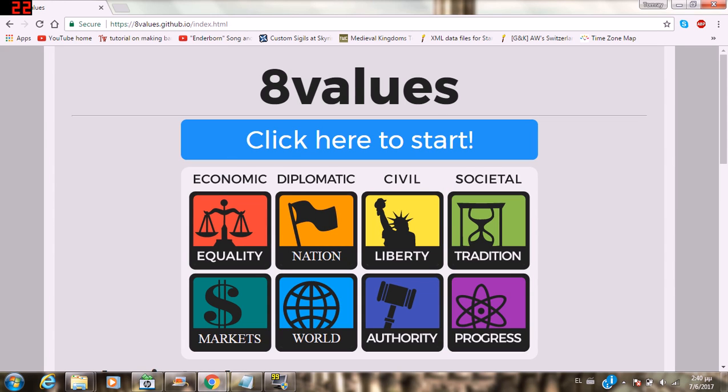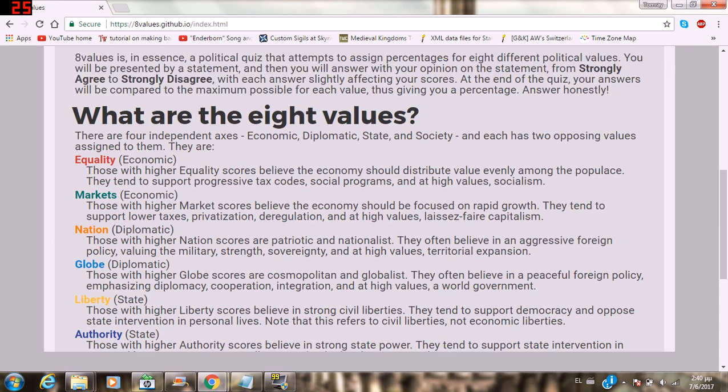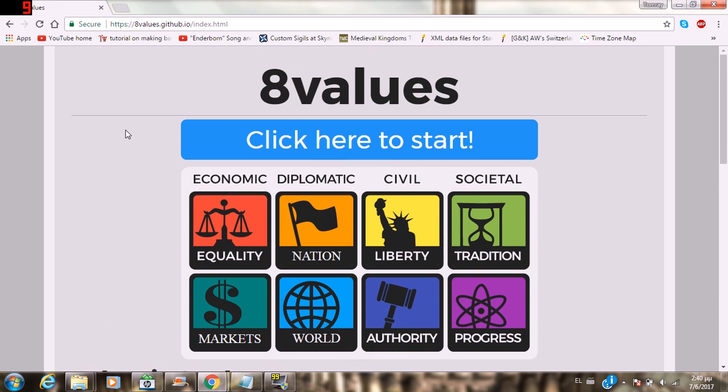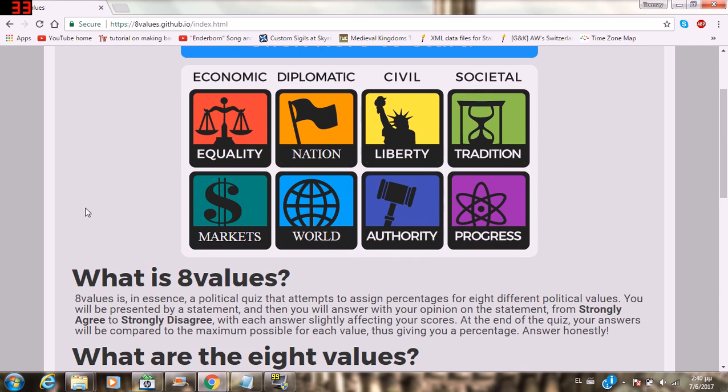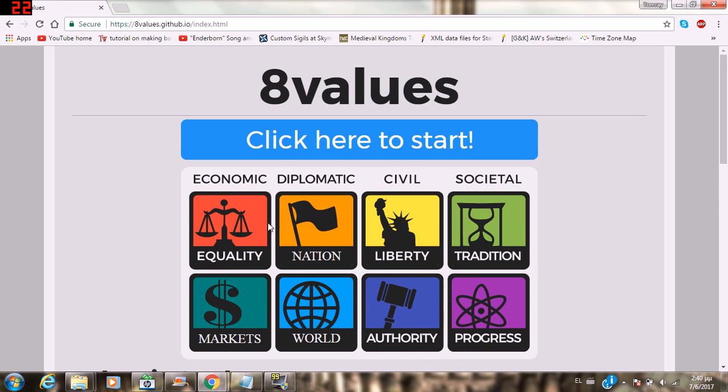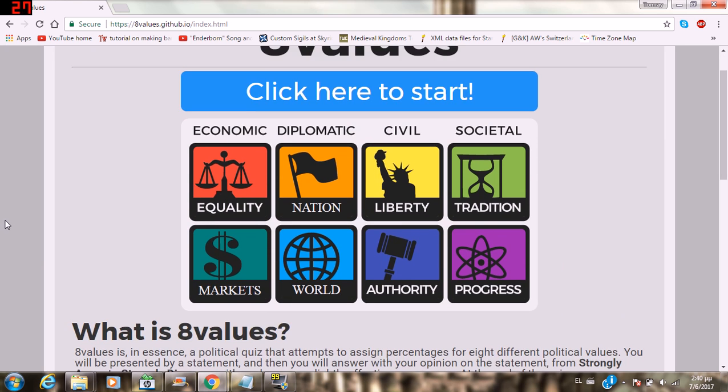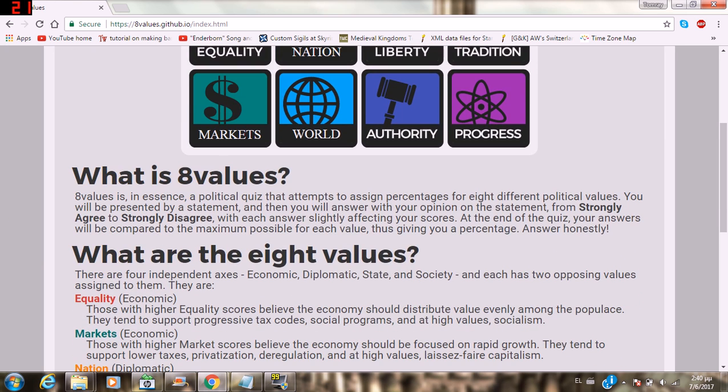On this video I'll be doing the 8 values quiz. It's an interesting political test, so I'm gonna read these out so you understand what this is. But effectively there are these 4 axes, and these 4 axes have 2 values, and you're rated on these values. So 8 values is in essence a political quiz that attempts to assign percentages for 8 different political values.